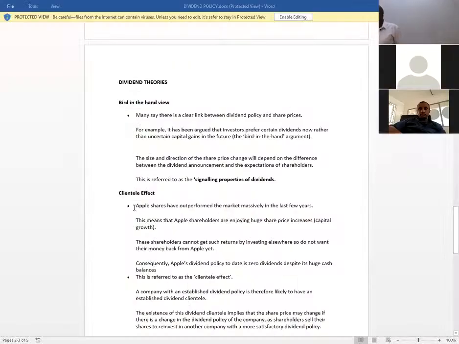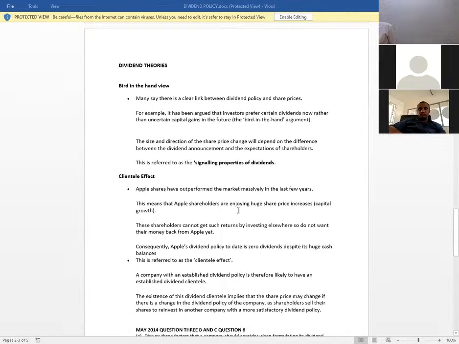The next one, ladies and gentlemen, the other theory which is quite important is what we call the clientele. It's quite easy. Clientele, like they're telling us, Apple shares have outperformed the market massively in the last few years. This means that Apple shareholders are able to enjoy huge share price increases, capital growth. These shareholders cannot get such returns by investing elsewhere, so do not want their money back from Apple yet. They would want, in this case here, Apple to retain their money. Consequently, Apple dividend policy to date is zero dividends despite its huge cash balances. So this is referred to as the clientele.